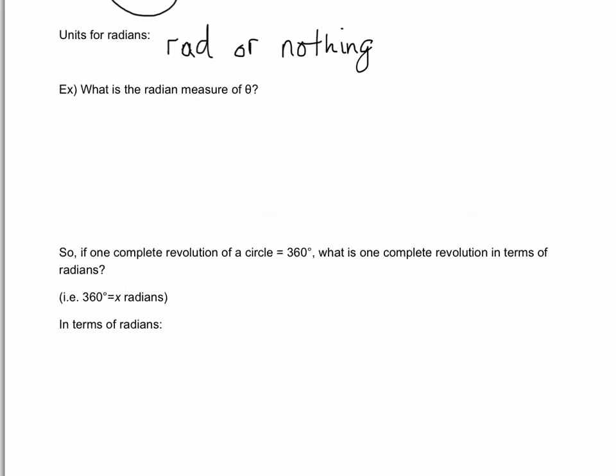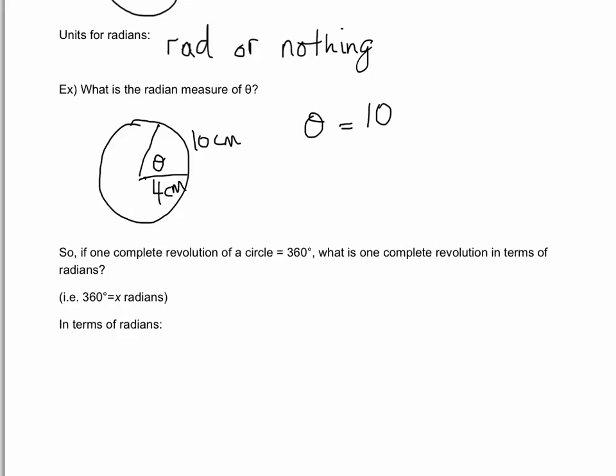Let's look at an example then. So if we have a circle with a radius of 4 centimeters, and we wanted to find the angle theta, and the arc length is 10 centimeters, then theta in radians would be the arc length, 10 centimeters, over the radius, 4 centimeters, which would be 2.5. So you could leave it as just 2.5, or you could write 2.5 rad.